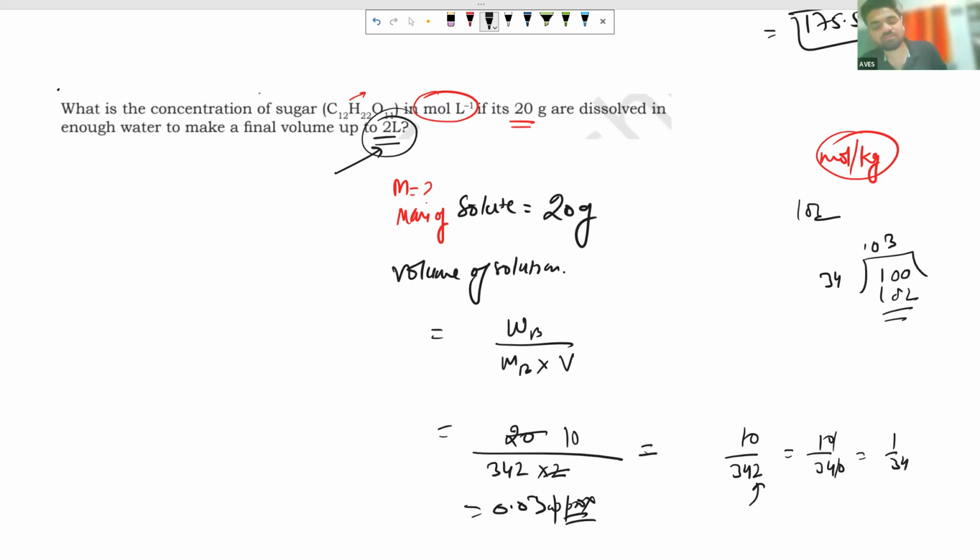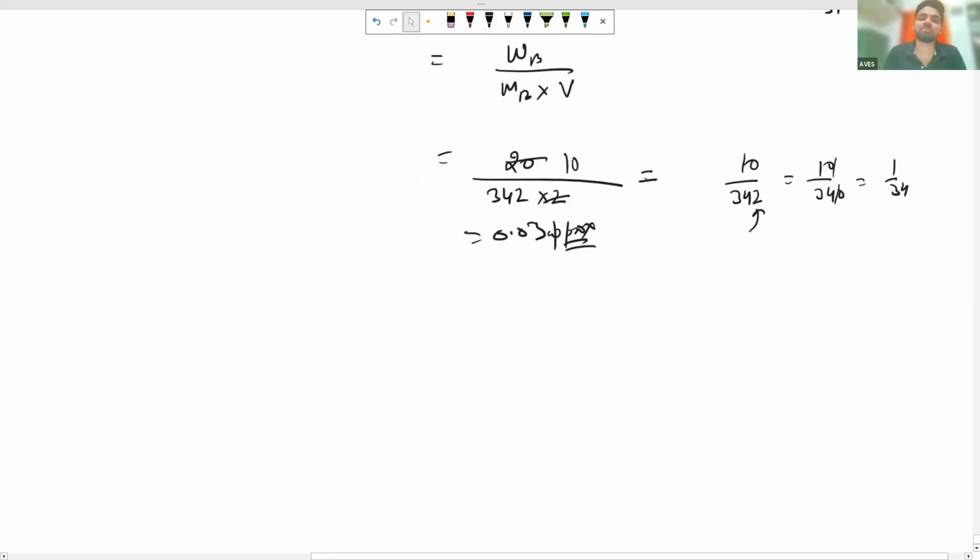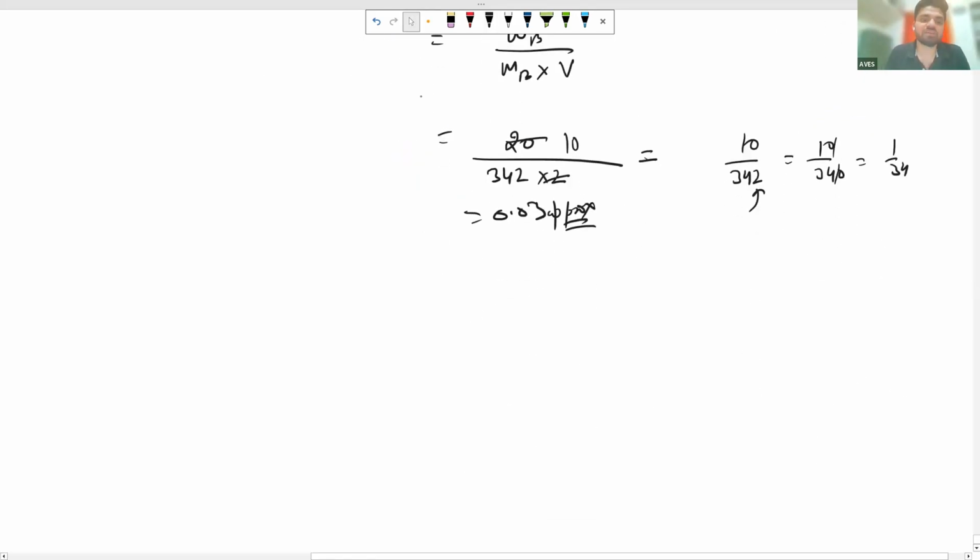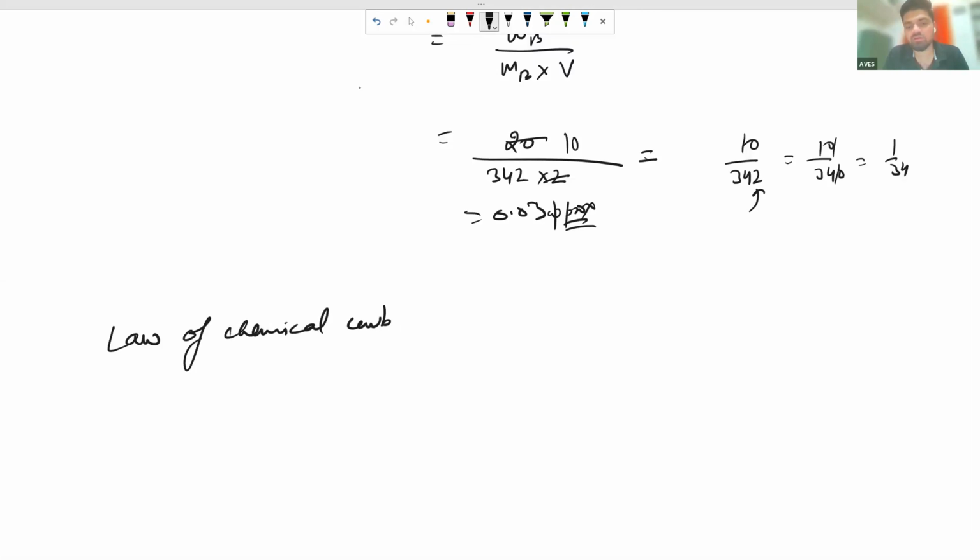Next, let's move to the next concentration. Next today's topic is the law of multiple proportions. We have studied the two laws of chemical combination in the previous classes. Which two laws have we studied in the previous classes? Can you tell me?